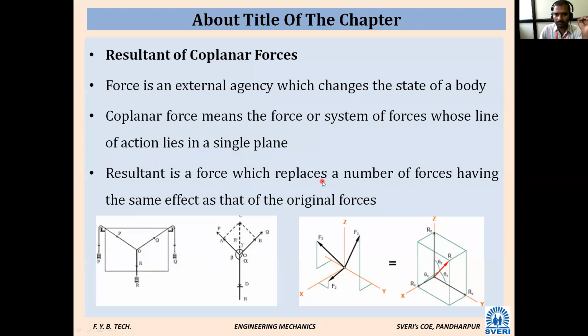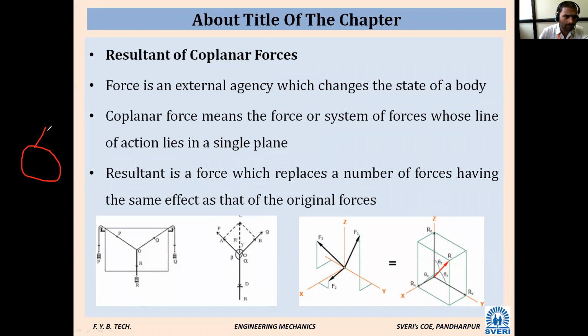Next, resultant of forces. A force which replaces a number of forces, having the same effect as that of the original forces, is called the resultant. See, what does resultant mean? Let me draw a diagram. Think that there is one body, and on this body there is a force.